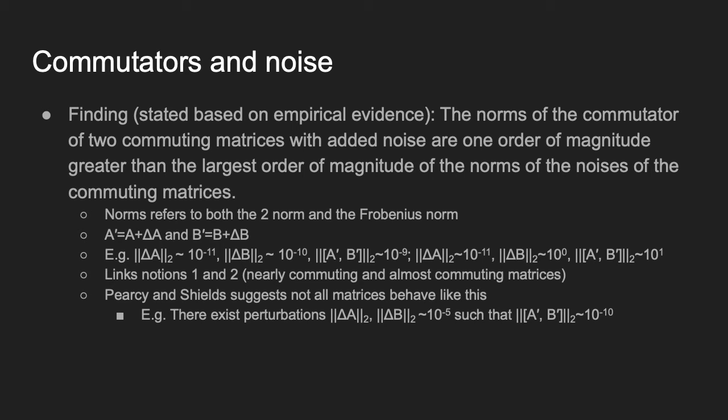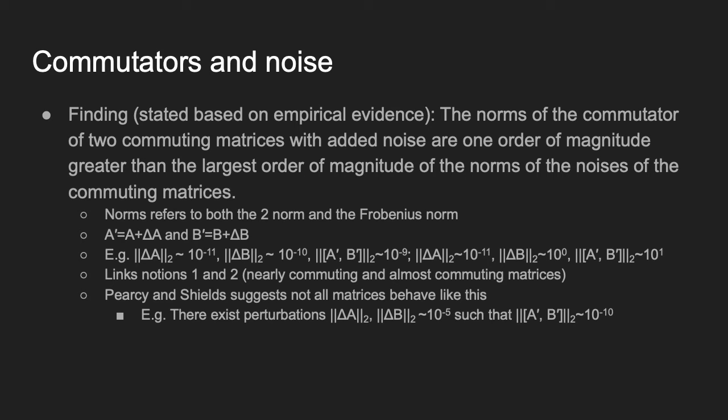Well, first, let's note that norms refers to both the 2 norm and the Frobenius norm, even though the notation on this slide will only refer to the 2 norm. Secondly, note that A prime, or A with the tick mark, is the sum of A and delta A, and B prime is the sum of B and delta B. A and B are the original commuting matrices, and delta A and delta B are the generated noise matrices. Let's look at some examples.